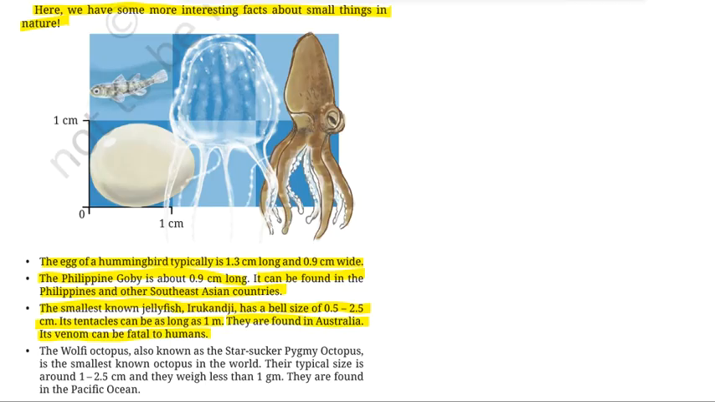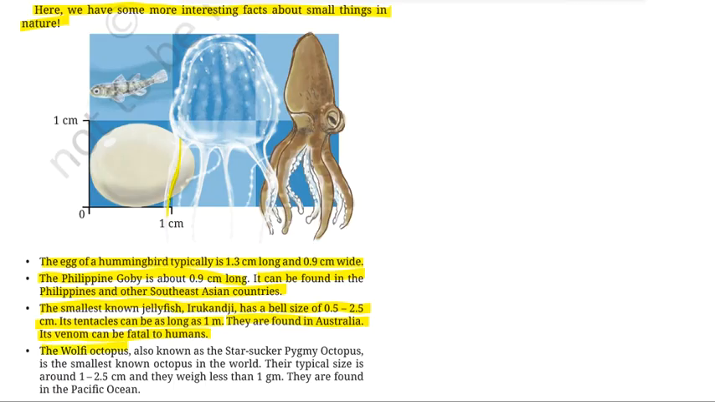The name of that jellyfish is Irukandji, and it has a bell size. So can you see the shape is of the jellyfish, which is of the size of a bell, and the size ranges from 0.5 to 2.5 centimeters. And its tentacles, which are these measurements given, they can be as long as 1 meter. So they are found in Australia, and its venom can be very fatal to humans.